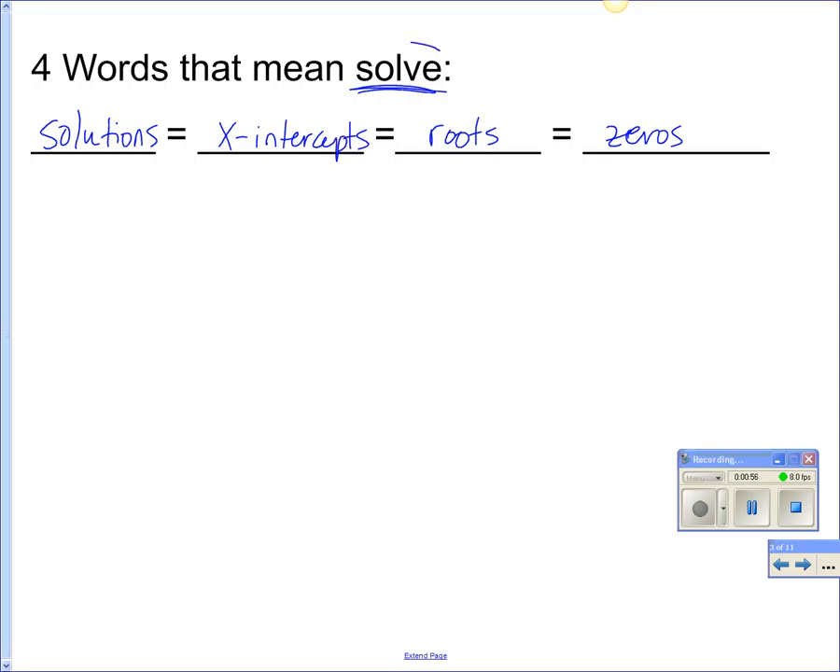All right, and this word solve means to set equal to 0. So write that down, please. The word solve, whenever you have to solve something, you have to set it equal to 0. Okay. All right, anybody need more time to write?